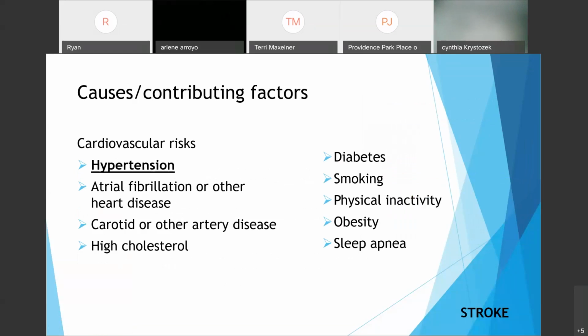Okay, so looking at the contributing factors or causes for stroke: high blood pressure or hypertension, atrial fibrillation is huge. We talked about that in our cardiac session, where when little blood clots develop in the heart and then are thrown from the heart, they can go to the brain and cause a stroke. Carotid or other artery disease, high cholesterol, diabetes, smoking, physical inactivity, obesity, and sleep apnea are all related to stroke risk.